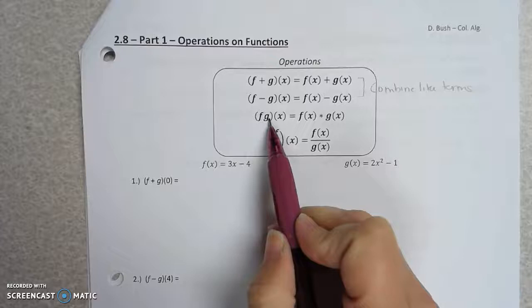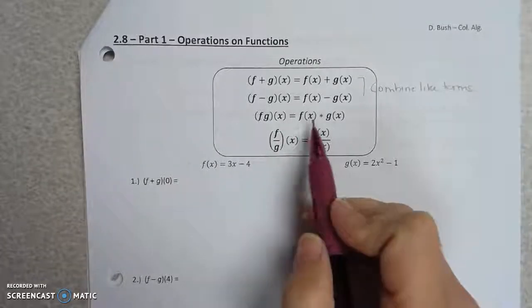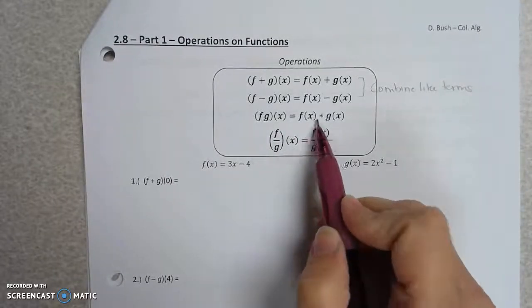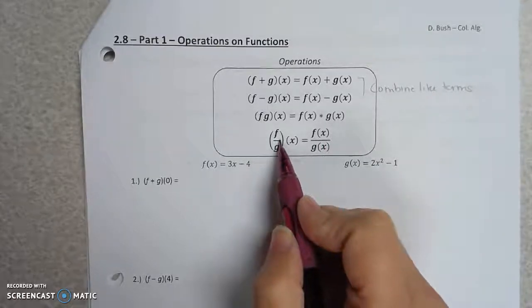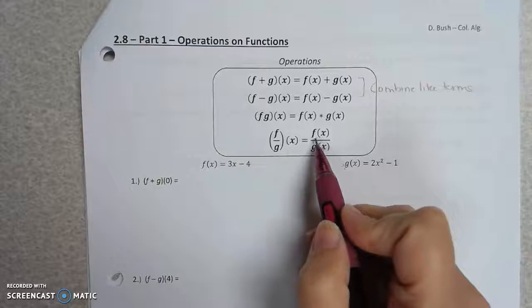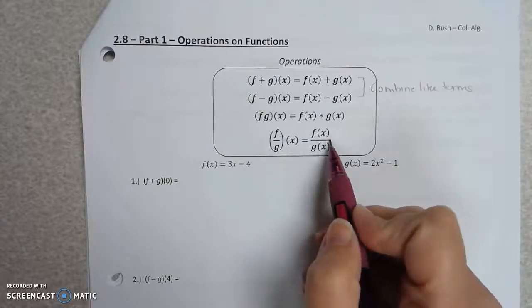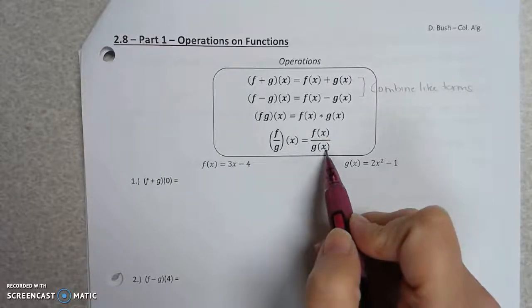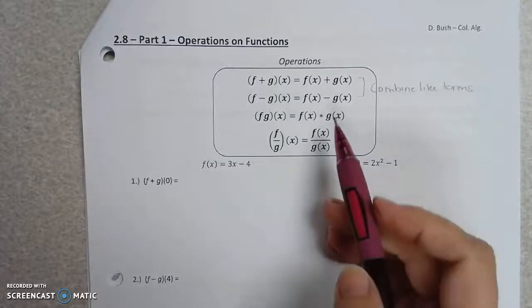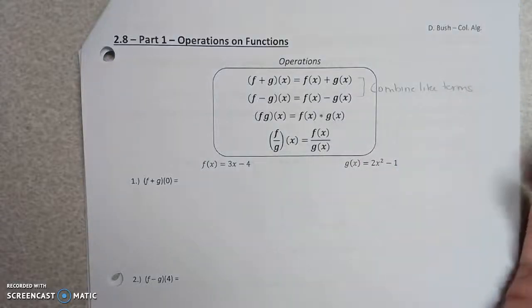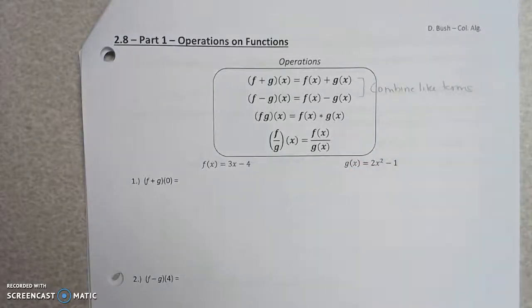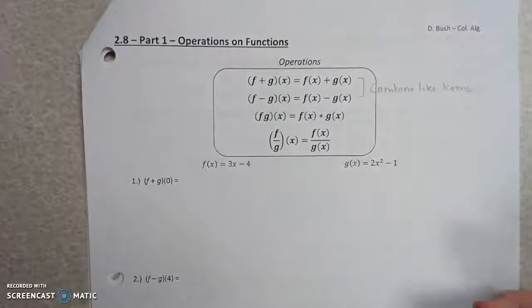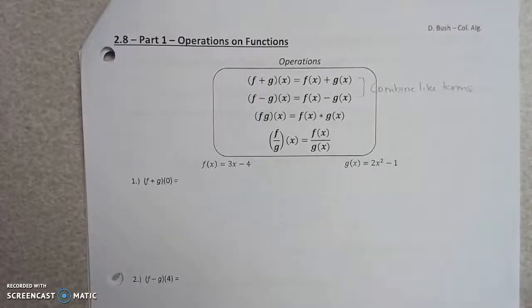Alright, then if you see (fg)(x), that means the function f(x) times the function g(x). And if you see (f over g)(x), that means to take the function f(x) and divide it by the function g(x). Most of these things we've really already done. We just didn't call them functions. We were really just talking about polynomials and expressions.